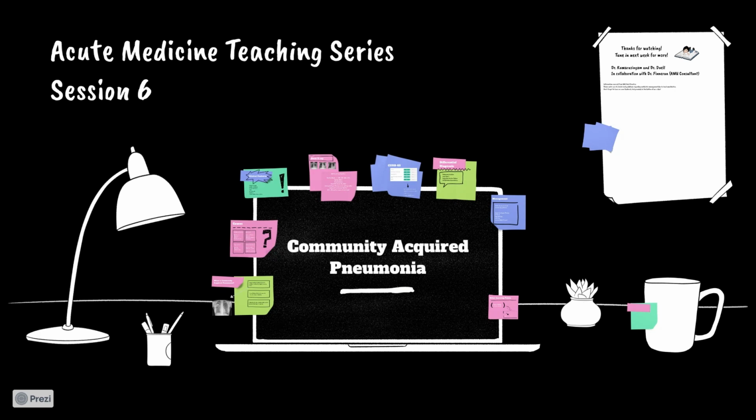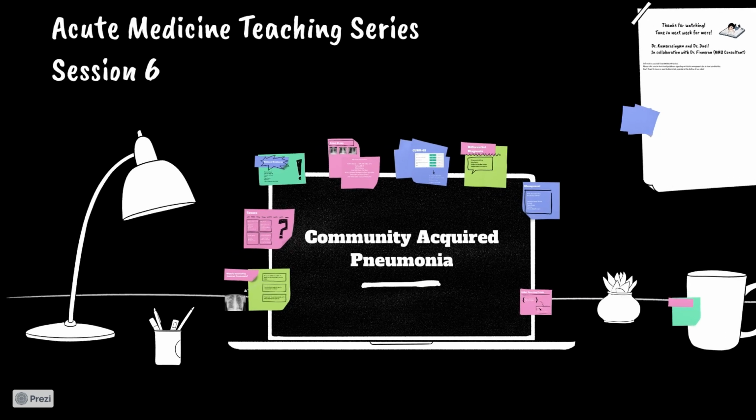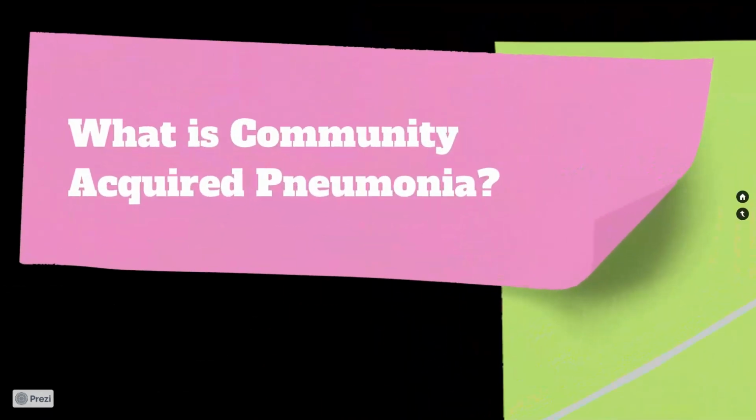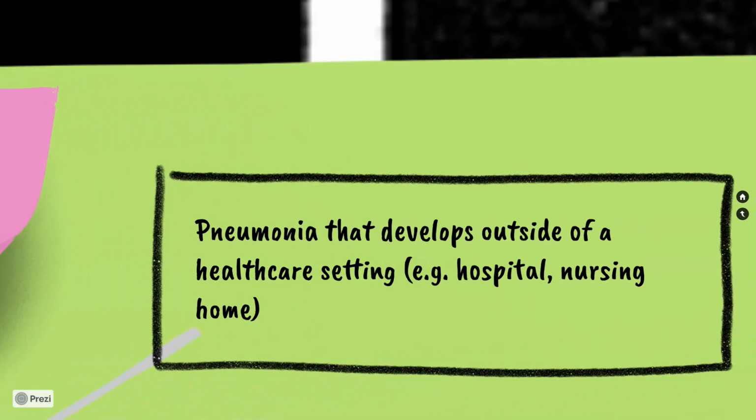This is our 6th session, and we will be looking at Community Acquired Pneumonia today. So what is Community Acquired Pneumonia? It is a pneumonia which develops outside of the healthcare setting, so not a hospital or nursing home. In cases of hospital-acquired pneumonia, there are different microbiological causes, which means different antibiotics are often required.